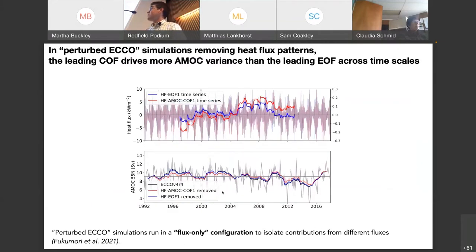And so what does this look like? How is this working? At the top, these are the time series of the two different patterns. There's a strong seasonal cycle there. I apologize, I think this horizontal axis got a little messed up. But the effect of this is that on decadal timescales, by removing this COF, we're basically scooting the AMOC lower over the first roughly 15 years of the record and then higher over the second, to counteract the variability that appears in the ECCO solution.